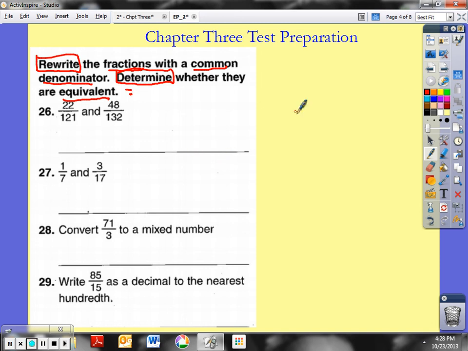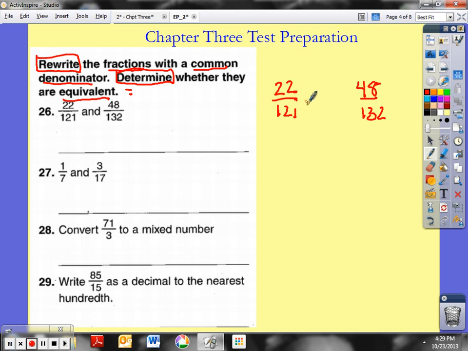So I'm going to look at the first one, 22/121 and 48/132. What ugly numbers. Well, first of all, I don't really want to figure out their least common multiple. That'd take me forever. So what I might do is actually, let's see if I can do this by simplifying.